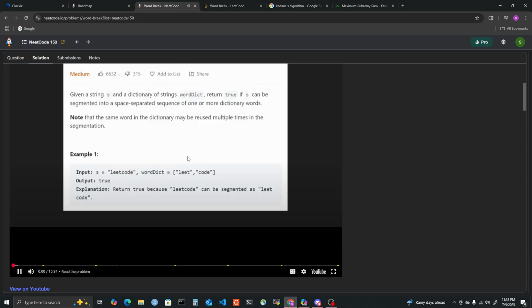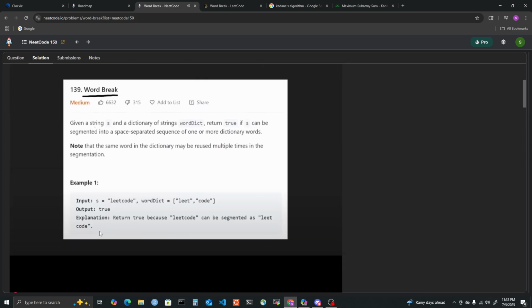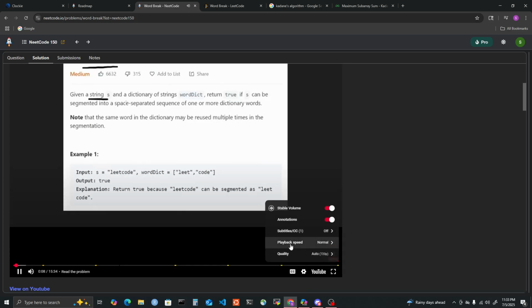Hey everyone, welcome back, and let's write some more neat code today. Today let's solve the problem word break. So we're given an input string and a dictionary of strings called wordDict, and we want to return true given an input string LeetCode, and we're given a word dictionary.